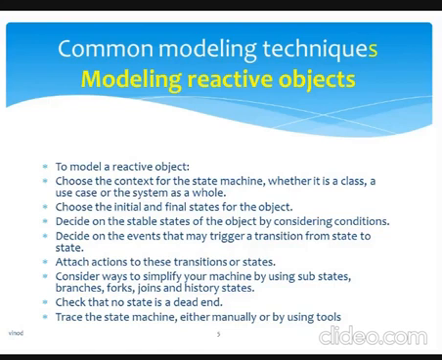Then we have to decide on the events that take place. Then we have to consider transitions, which are the relationships between two states, interconnecting them. Then, for simplifying a machine, we have to consider the ways of simplifying it by substates using fork and join states. Next, you can trace the state machine manually or by using tools.